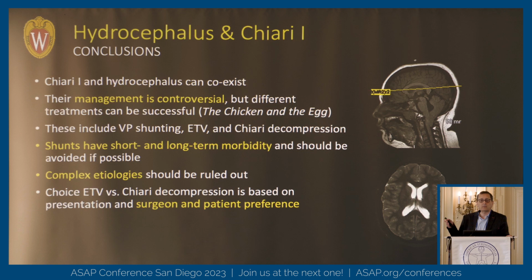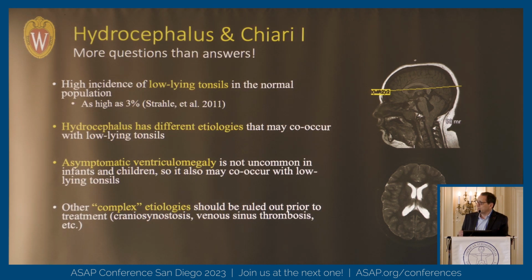However, Chiari malformations, like tumors of the posterior fossa, anything that compresses the foramen magnum can cause secondary hydrocephalus. But again, without large studies, it's very difficult to appreciate this. Now, the caveats, and the reason I'm saying we're always giving more questions than answers, is that there's a really high incidence of low-lying tonsils in the normal population. If you look at the Cormac-Marsh study, up to 3% of the normal population have low-lying tonsils, i.e., if you want to call them Chiari malformation.